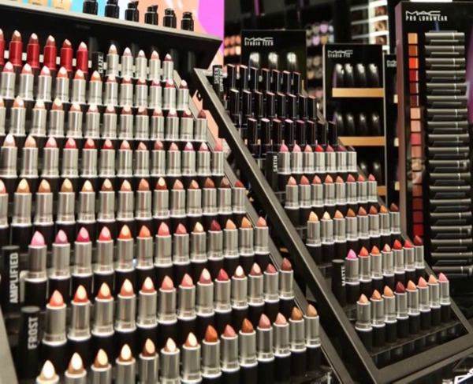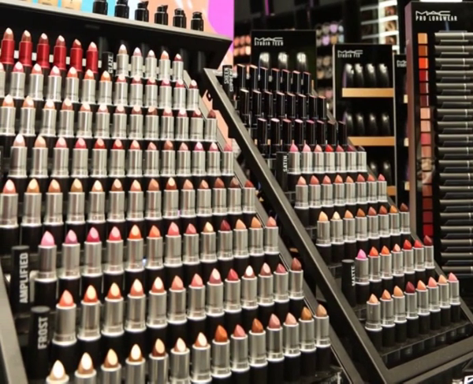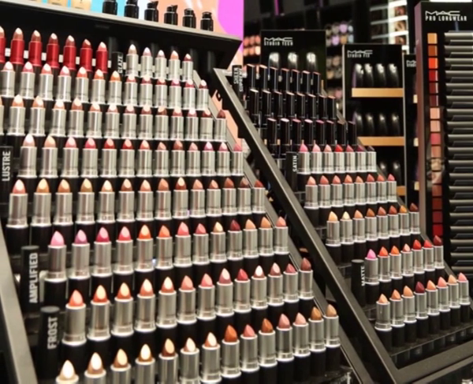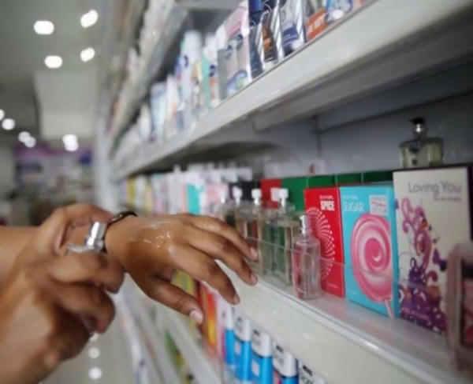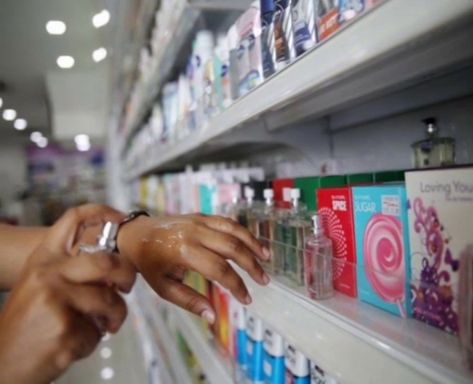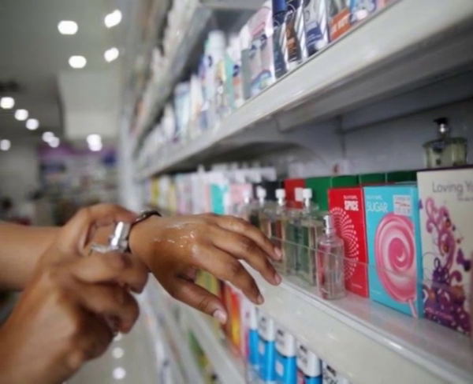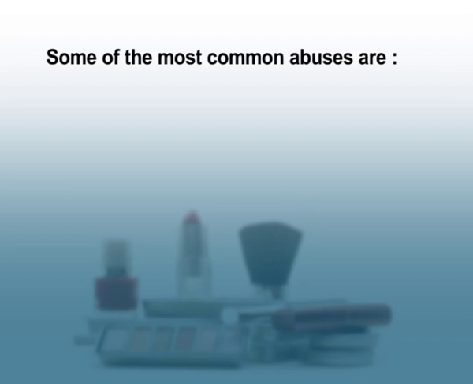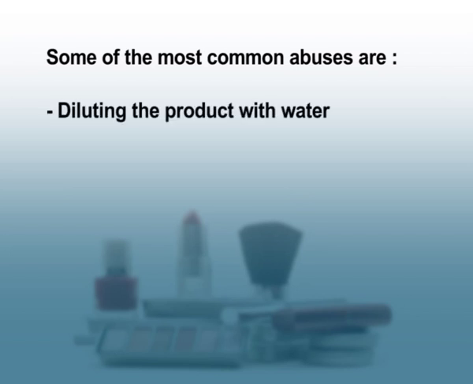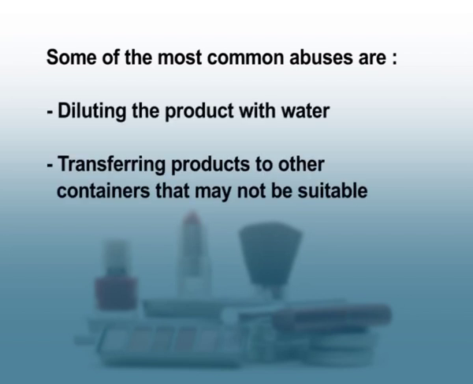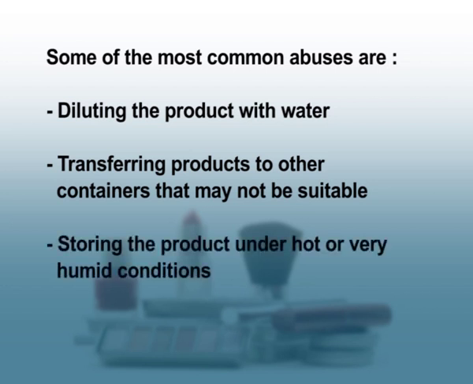Even when all precautions are taken to design and deliver a well preserved cosmetic product to the marketplace, there is little that can be done if a product is abused by the user. Some of the most common abuses are diluting the product with water, transferring products to other containers that may not be suitable, storing the product under hot or very humid conditions, or using another person's cosmetics.